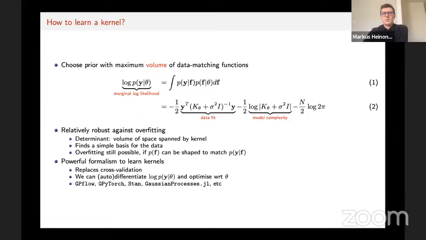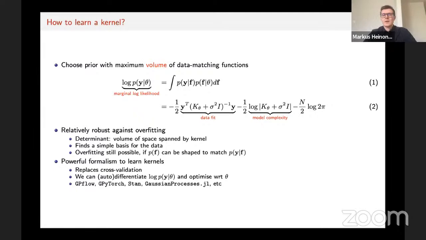When we optimize against the marginal likelihood, we are usually quite robust against overfitting. The regularization comes from the model complexity term, where we have a determinant, and the determinant by definition measures the volume of space spanned by the kernel matrix. When we maximize the marginal likelihood, we minimize the model complexity term because it has a minus in front of it. This means we try to find a simple function prior for the data. The problem is that it can still overfit if p(f) is very flexible and can be shaped to match p(y|f).